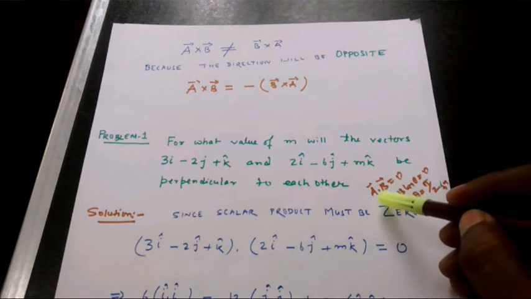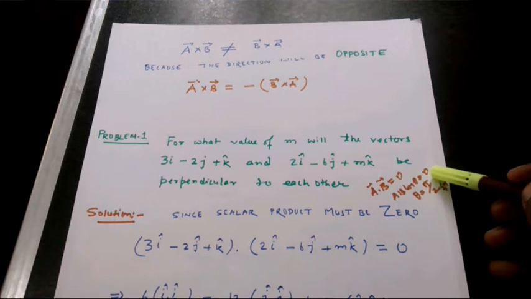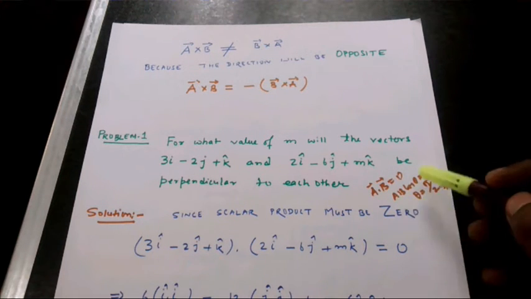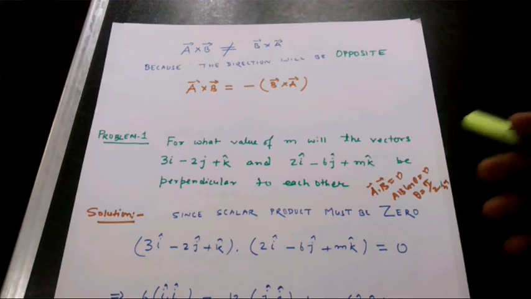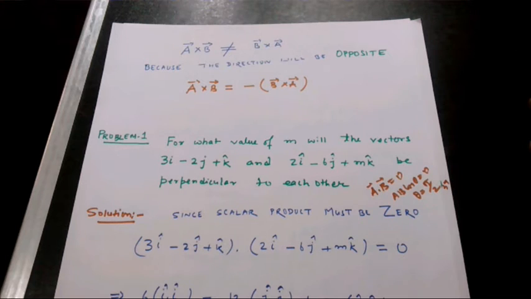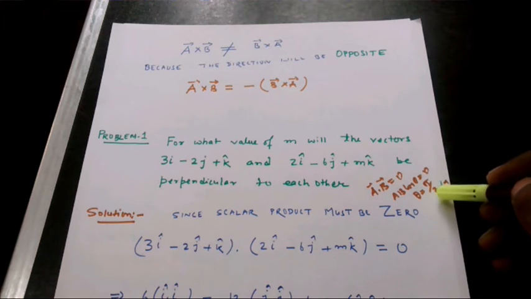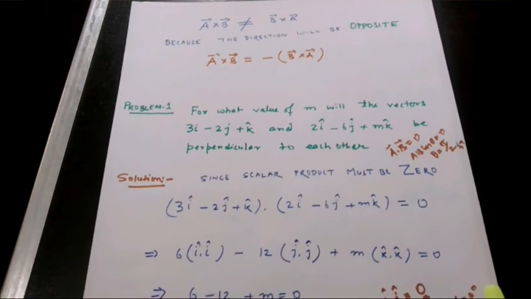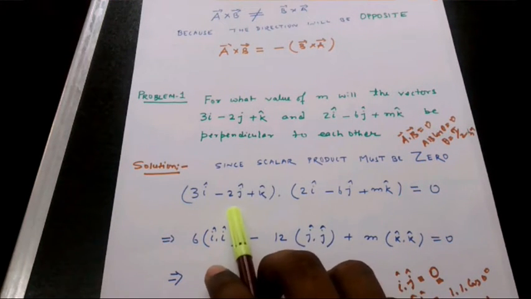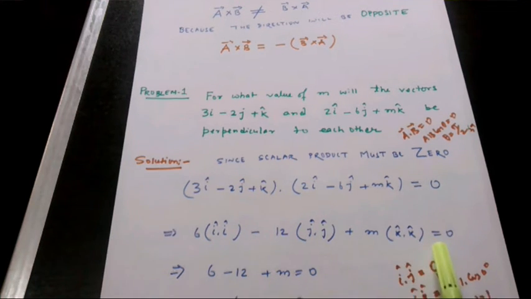So here, if there are two vectors and A dot B is 0, then AB cos theta is also 0. A and B are nonzero, so cos theta becomes 0, that is, theta becomes pi by 2. So here the scalar product, that is the dot product of this vector and this vector, must be equal to 0.